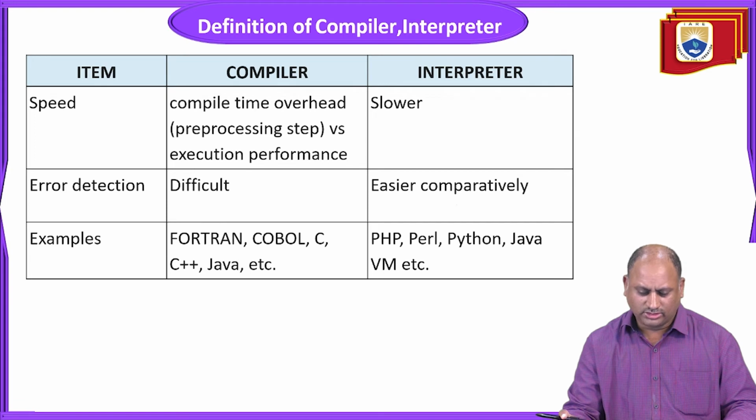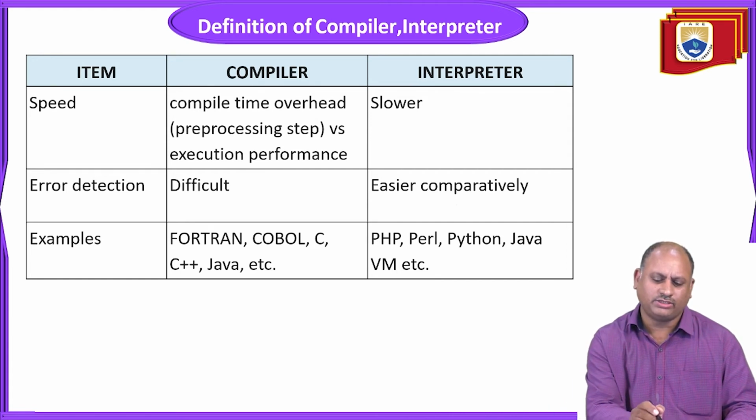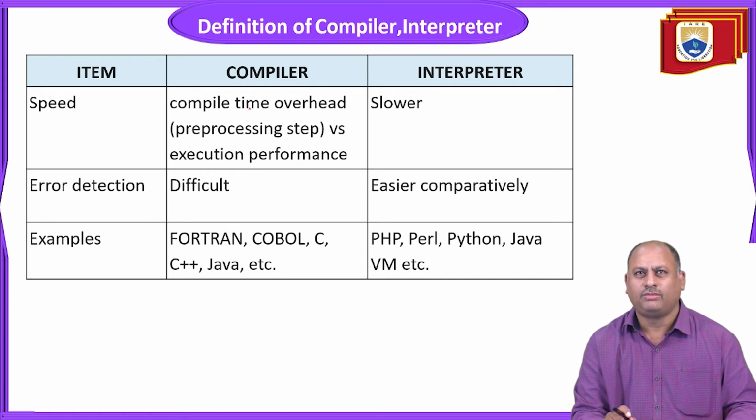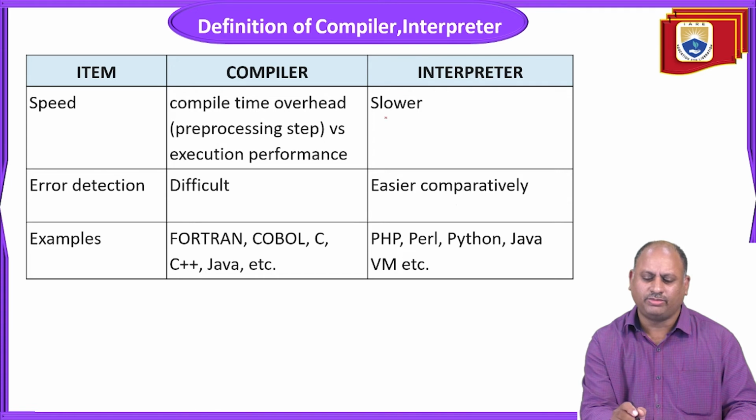Another main difference compared with the interpreter: in a compiler, a lot of compilation as well as execution takes place. Before execution, compilation needs to happen, so some overhead takes place. It definitely takes more time compared to the interpreter, whereas the interpreter executes all the statements step by step, one at a time. That's why it is slower.